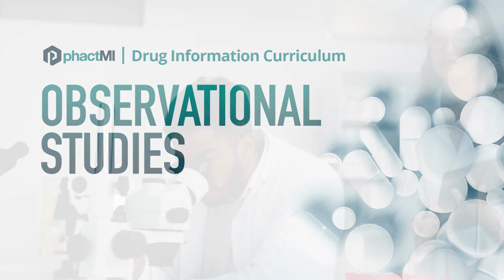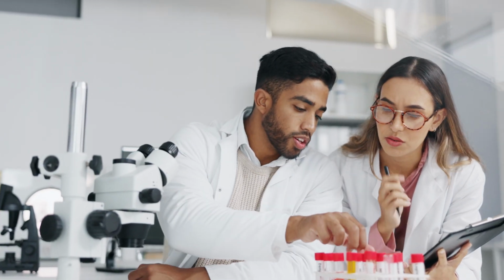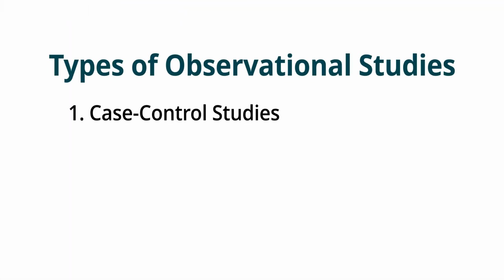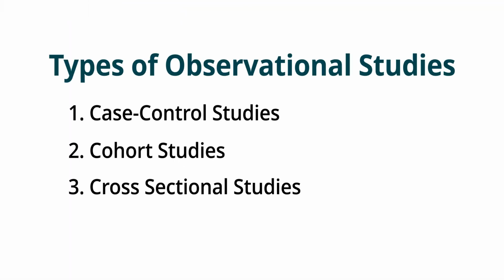Observational studies are research designs where investigators observe and analyze outcomes without intervening and manipulating variables. These types of studies play a vital role in understanding the relationship between risk factors and health outcomes. Let's explore three major types: case control studies, cohort studies, and cross sectional studies.